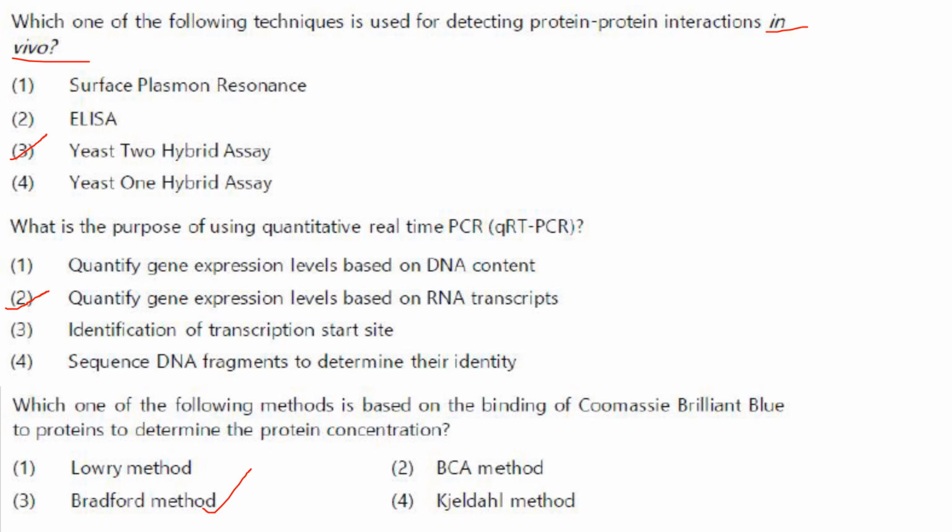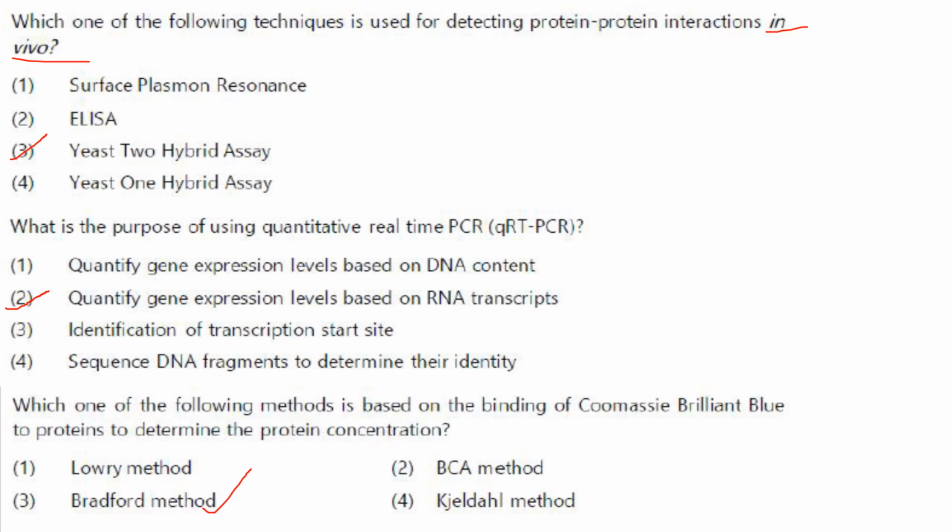Then next one. Which one of the following techniques is used for detecting protein-protein interactions in vivo? So here they have given various options. Surface plasmon resonance is also used for protein-protein interaction but not in vivo. Then ELISA detects the counts of certain antibodies, antigens, proteins in a given sample. Then yeast 2 hybrid assay is used for protein-protein interactions in vivo. Yeast 1 hybrid assay is for DNA and protein interactions. So the answer here is option 3.